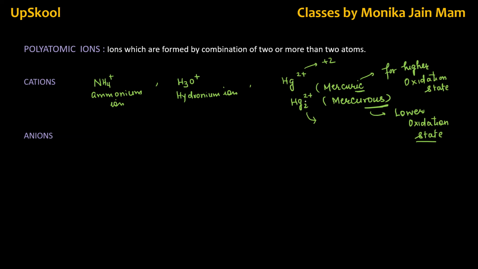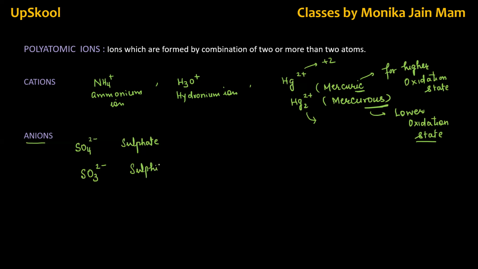So here, each mercury has +1, mercurous. Anions, polyatomic anions. When I talk about anions, I'm taking first only one example. SO4 2 negative, it is sulfate. And SO3 2 negative, it is, just check.